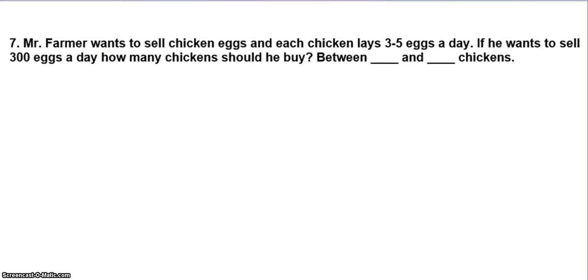Alright, number 6. Mr. Farmer wants to sell chicken eggs, and each chicken lays 3 to 5 eggs a day. He wants to sell 300 eggs a day. So roughly how many chickens should he buy?